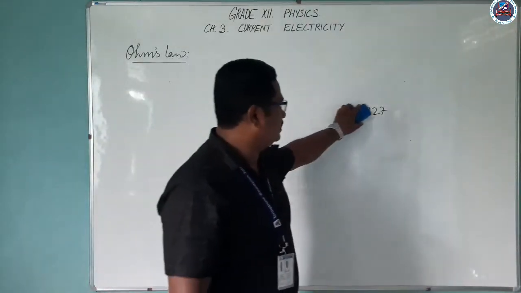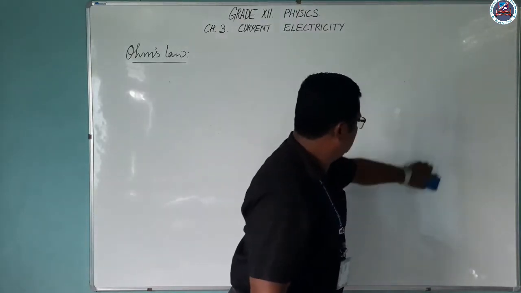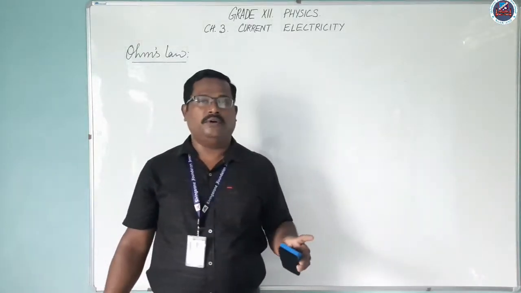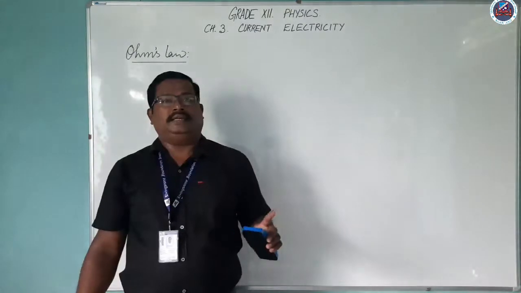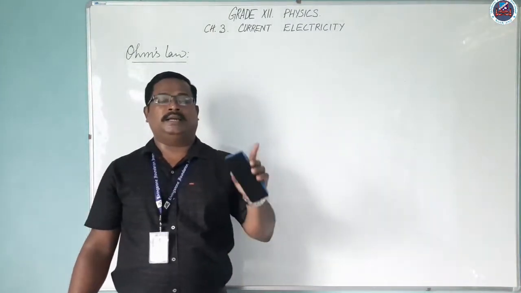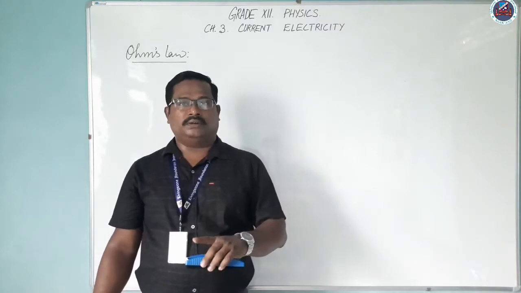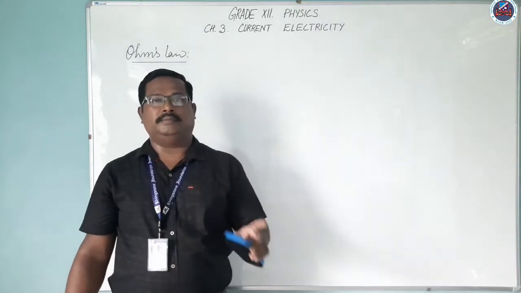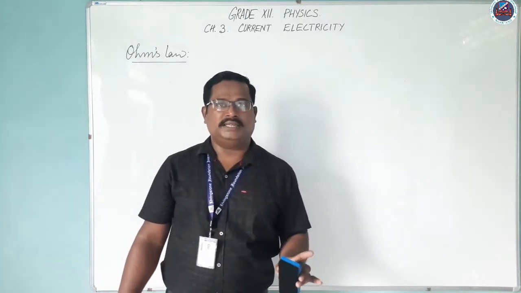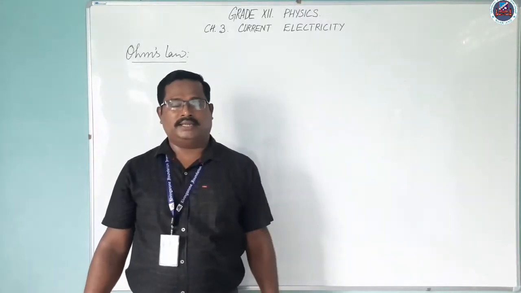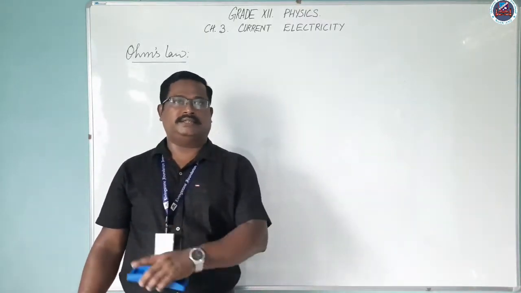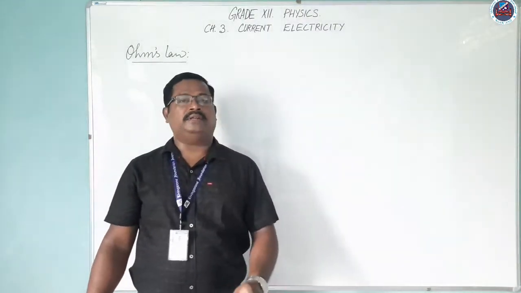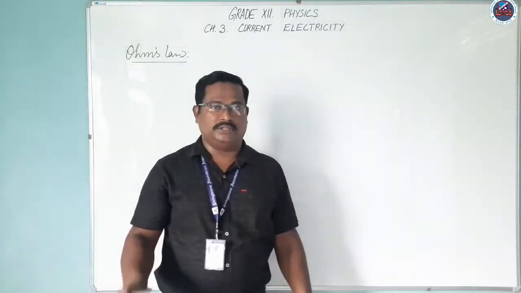It states like this: the total current that flows across any conductor is always directly proportional to the potential difference between the two ends of the conductor, provided the physical condition of the conductor remains the same. Here physical condition indicates mechanical strain, stress, temperature, pressure, etc. If the physical conditions remain the same, then only the law is applicable.